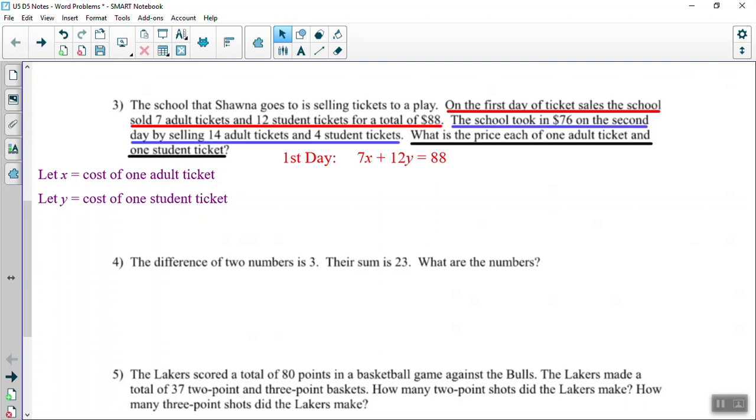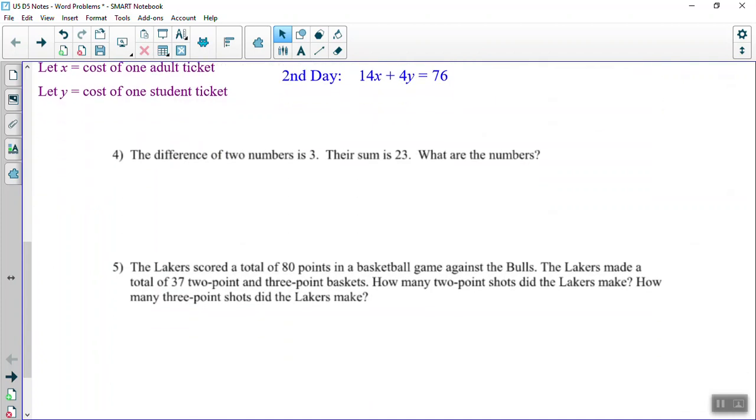On the second day, the school took in $76. So we're going to equal, that's your total, by selling 14 adult and 4 student tickets. So on the second day, 14 adult tickets plus 4 student tickets is going to give us the $76. Again, we can solve this by elimination. At this point, I'm just setting them up. On test day, you would have to go back and solve, depending on the question.